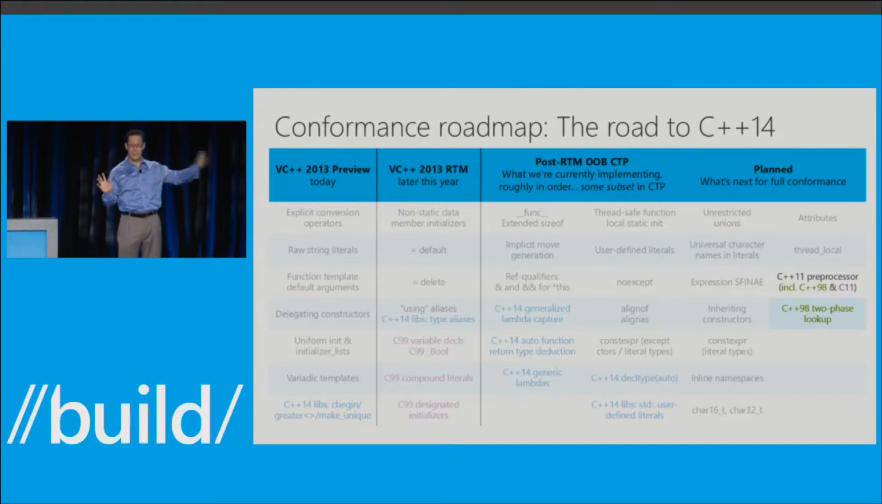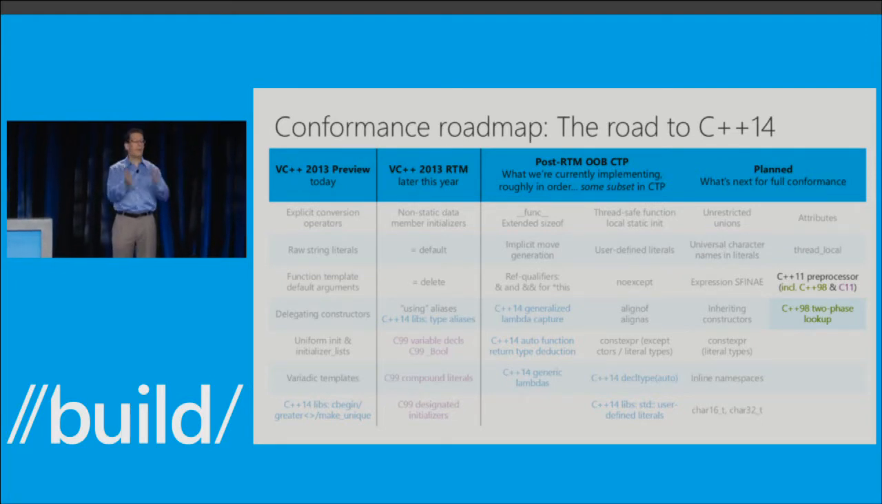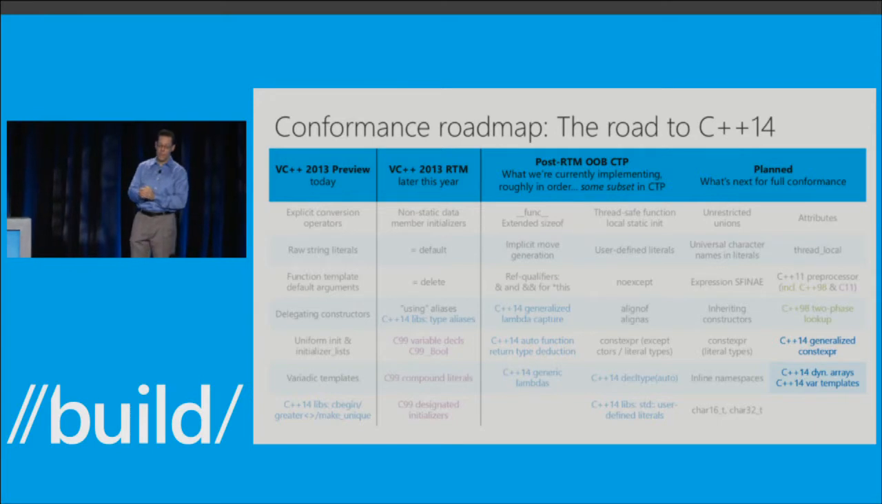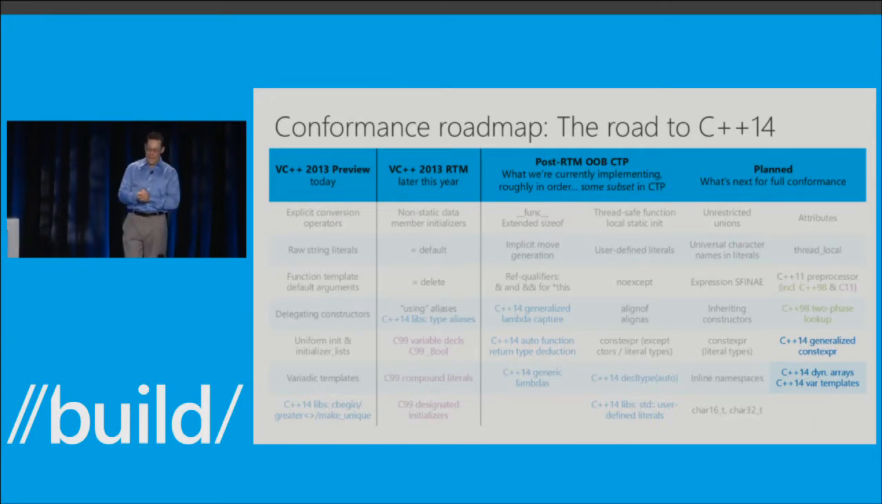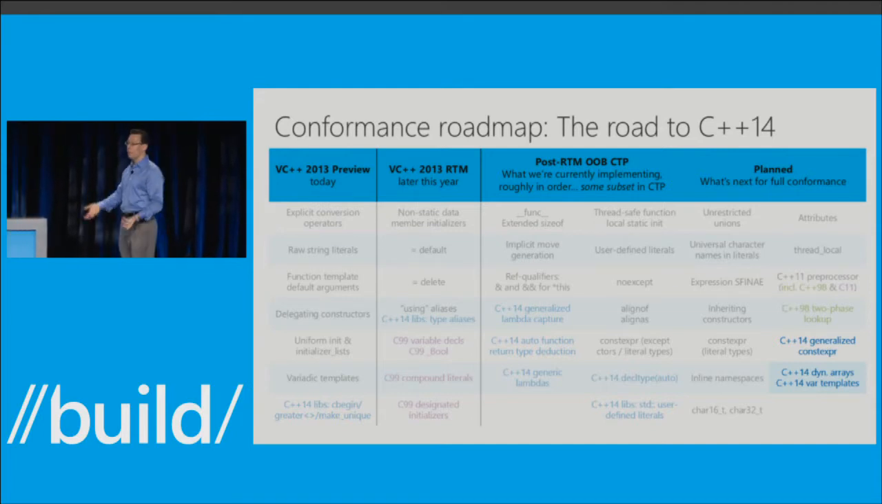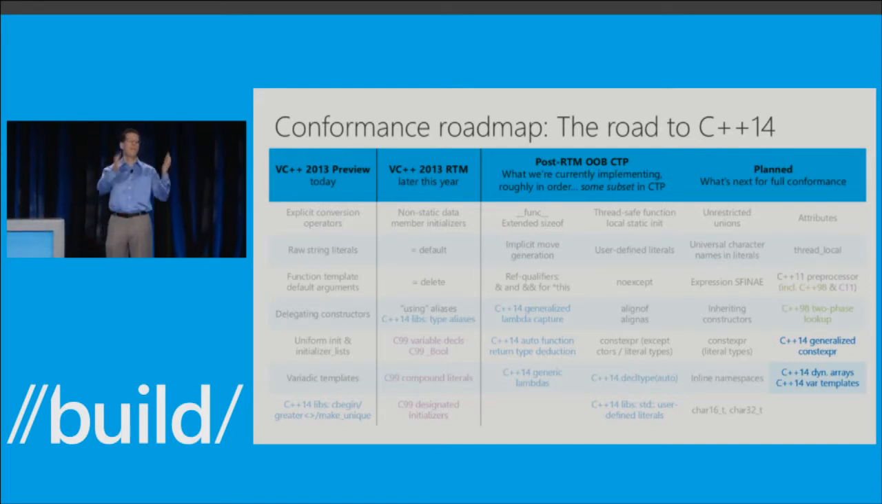I mean, we just did the last check-in 2 months ago, and we're just now in balloting and testing for the next year. It's not an issued standard, but we know its feature set. So what is remaining to fully conform to C++14? 3 main features: generalized constexpr, dynamic arrays, and variable templates. And I believe that is a complete list of features which, when implemented in Visual C++, will make us a fully conforming, not just C++11 compiler, but C++14 compiler, and that's our target.